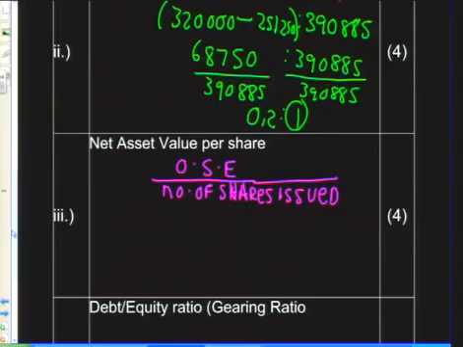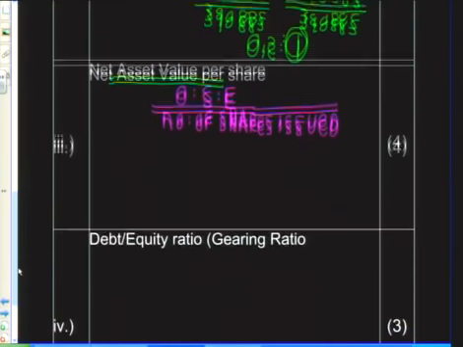Right, the next calculation, guys, is your net asset value per share. So let's look at the formula: ordinary shareholders' equity divided by number of shares issued. Let's just bring that up a bit.